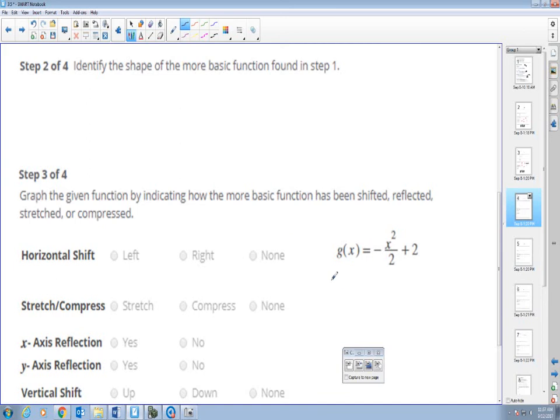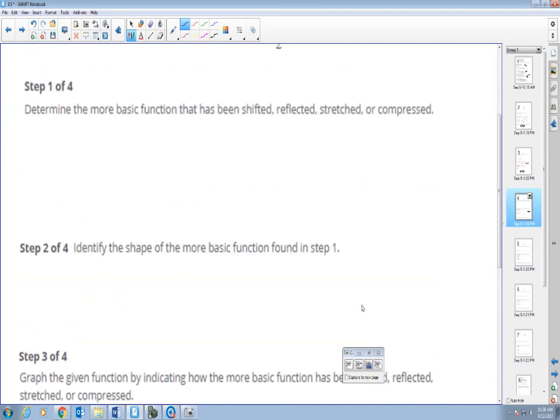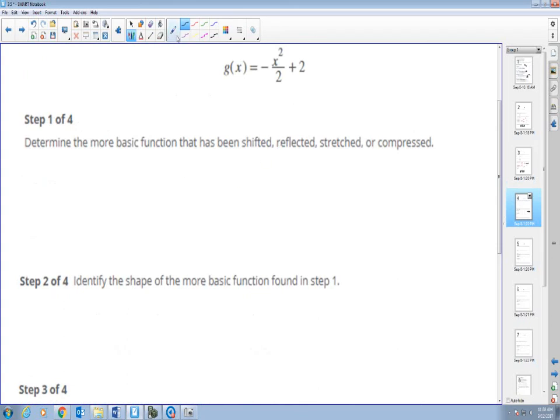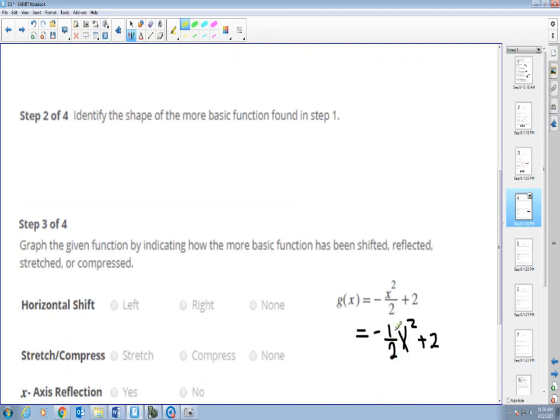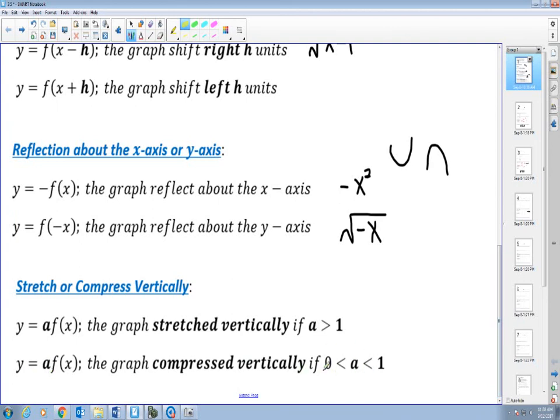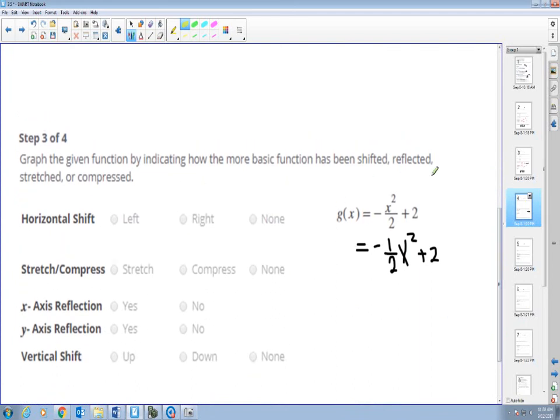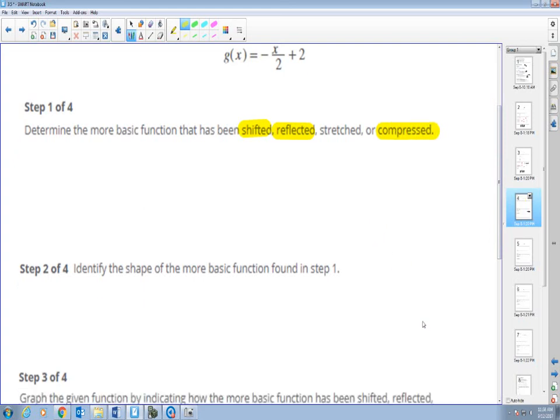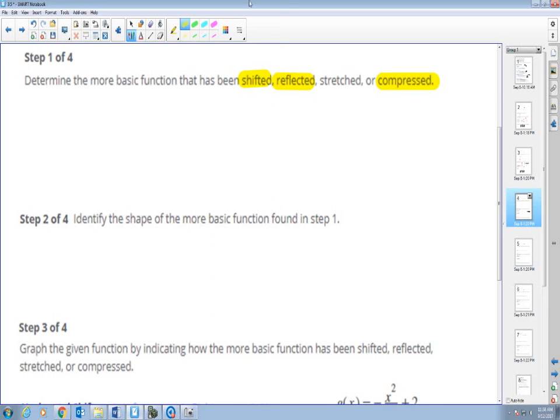If I look at this function as negative half x squared plus 2, the x squared tells me it is a parabola, a U. But with a negative sign in front of it, it tells me my U will open downward, so it has been reflected. The plus 2 tells me it has been shifted. Then the half, the number right in front of my leading term: if that number is between 0 and 1, I have been compressed vertically. So for this example, I'm also being compressed.